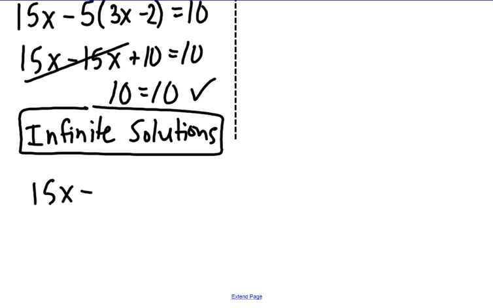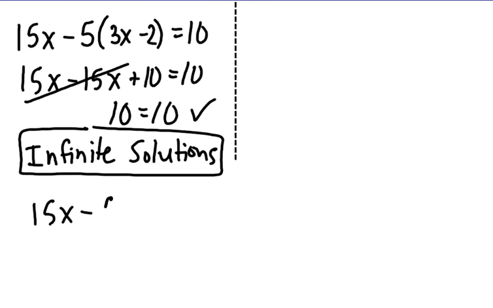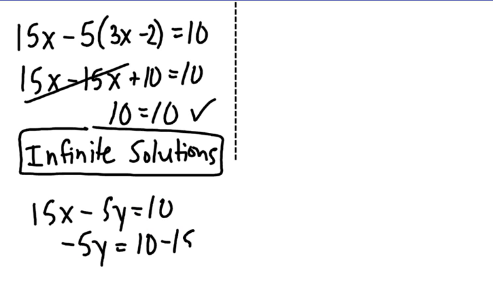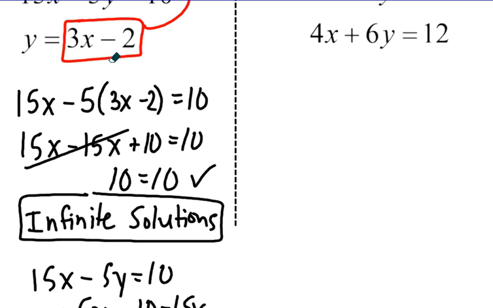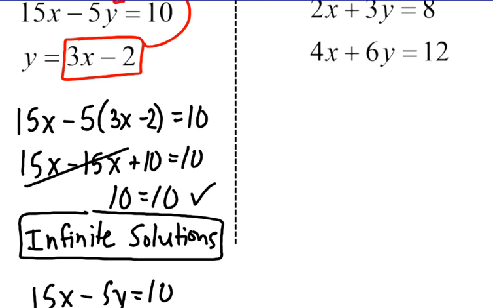Let's go ahead and do that. 15x minus 5y equals 10. If you solve for y by subtracting 15x, you get 10 minus 15x, and then divide by a negative 5, you'll get negative 2 plus 3x. And that's the exact same as what we had right here, which means those lines are actually the exact same. They are always crossing. That's why we say there are infinite solutions.